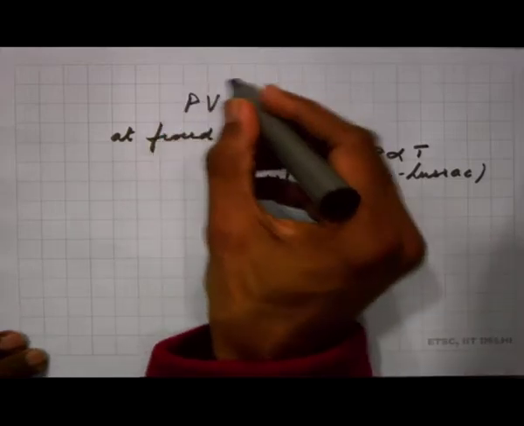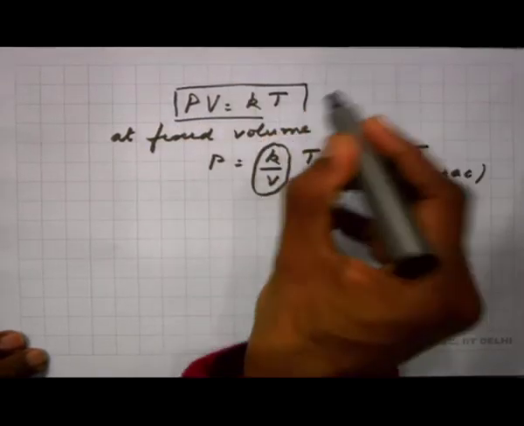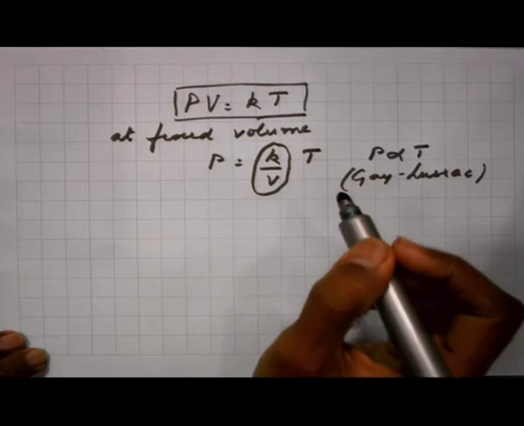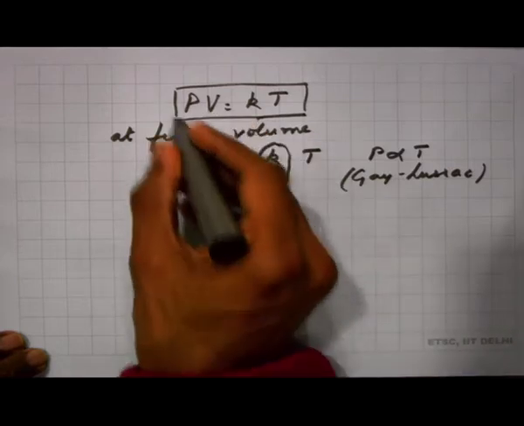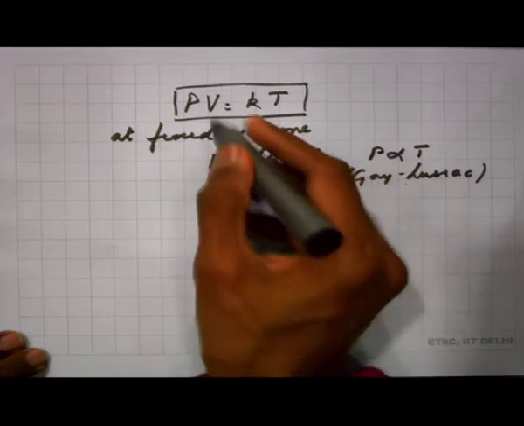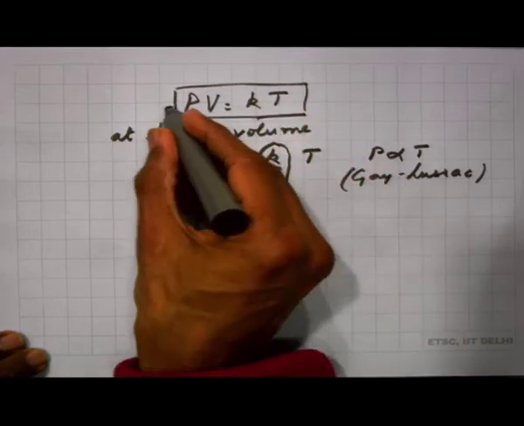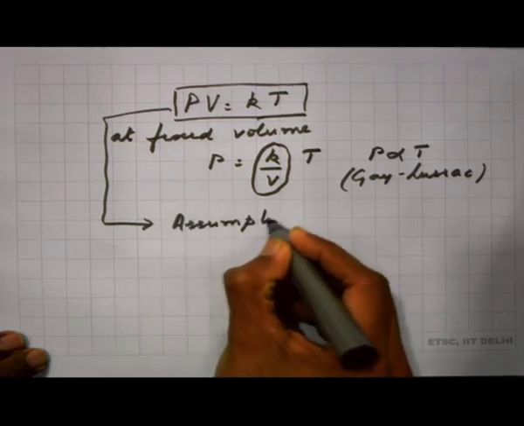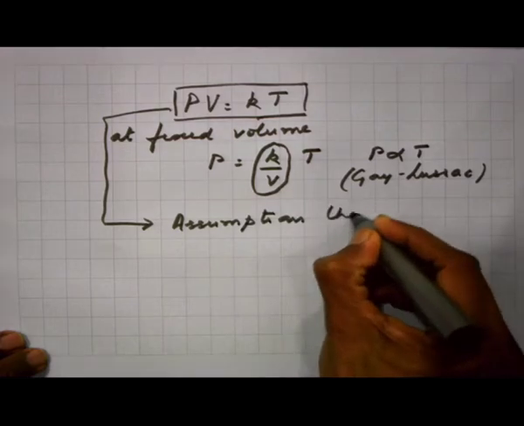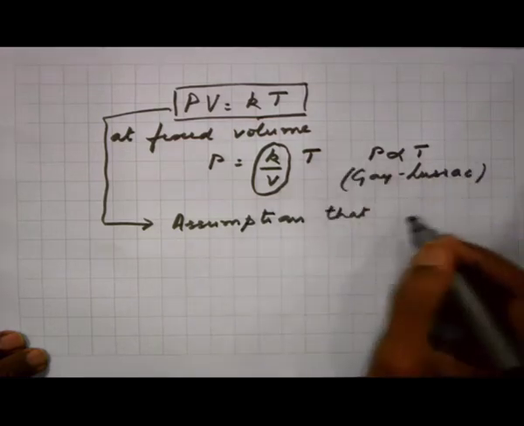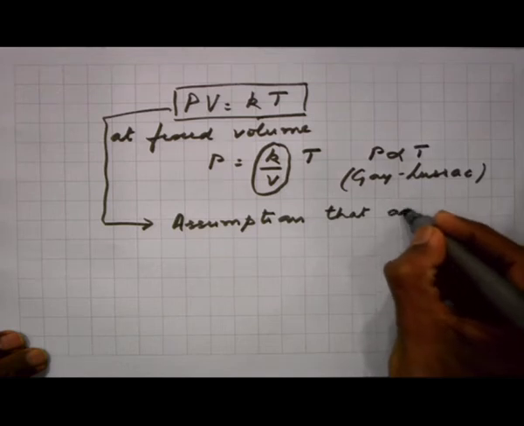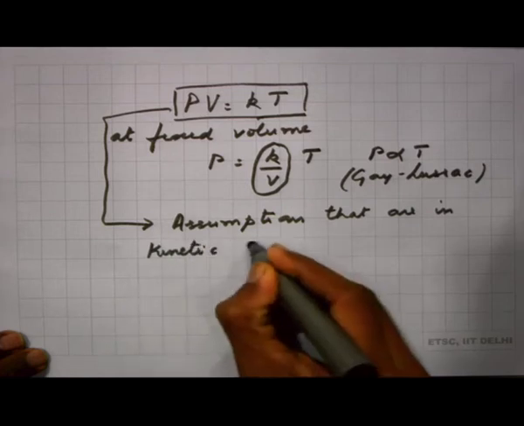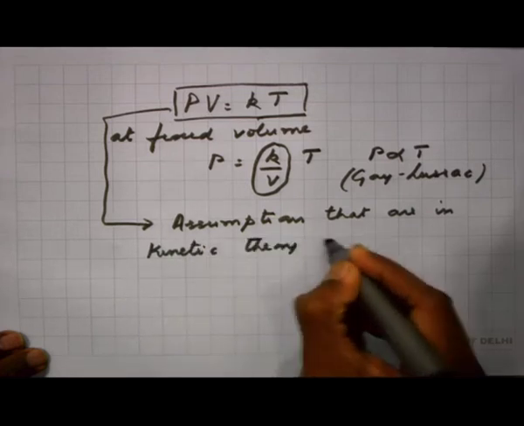So, what we get is that PV is equal to kT, which satisfies the properties of gases that we discussed. Although we did not go through the complete discussion, this arises as a result of the assumptions that we have in the kinetic theory of gases.